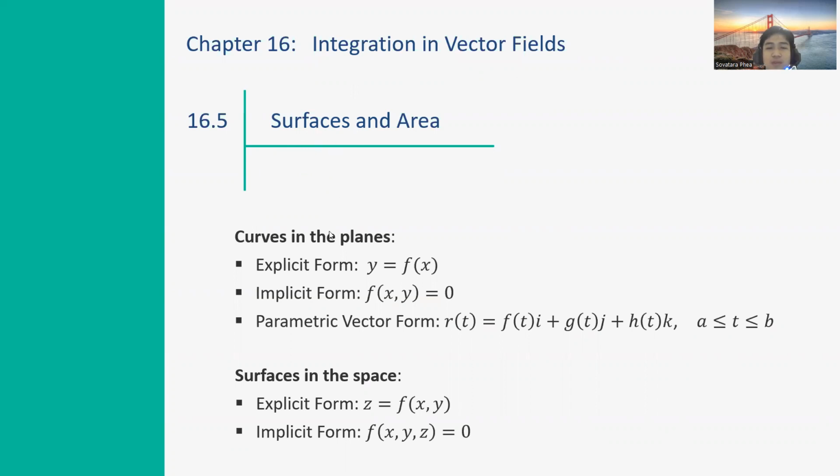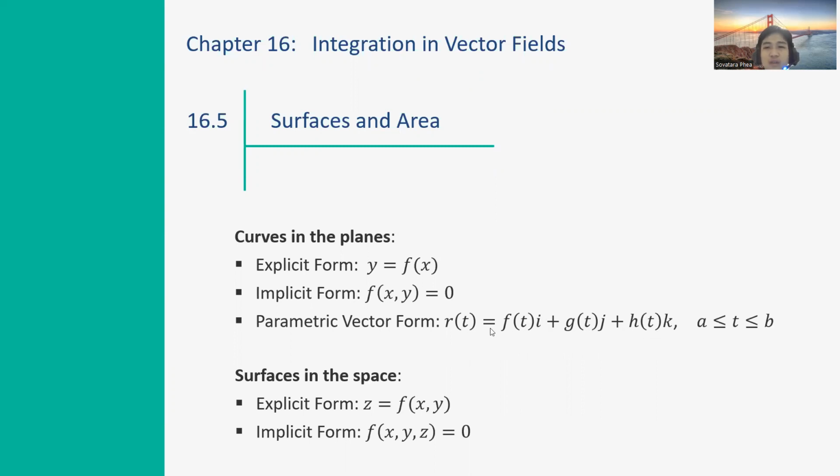So you may know that we define curves in the plane by different ways, such as explicit form y equal to f of x, implicit f of x and y equal to 0, parametric vector form r of t equal to f of t i plus g of t j plus h of t k, and t from a to b.